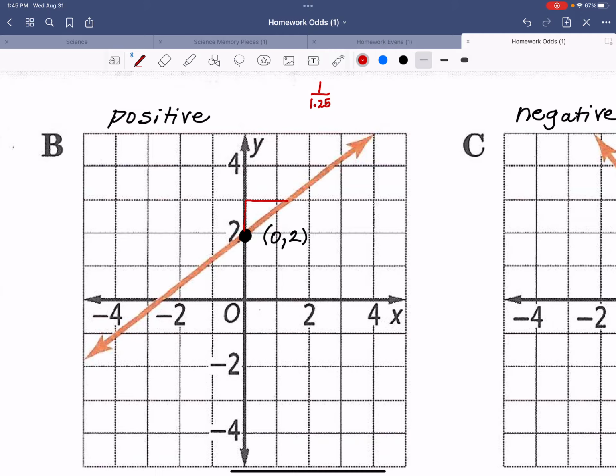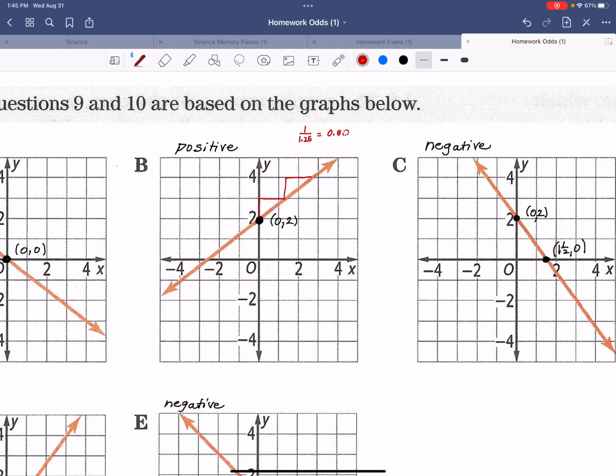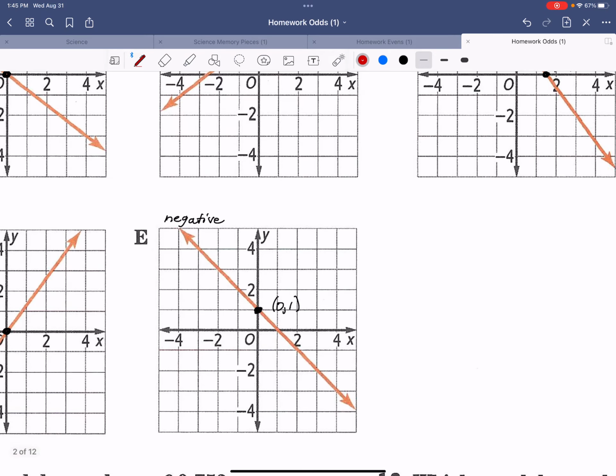I shouldn't have done this. This is confusing, I know. But we can do it. A rise of 1 and about 1.25. If you do this on the calculator, you will get 0.80. Okay, let's test the other one. I think that's it, but let's check the other one.